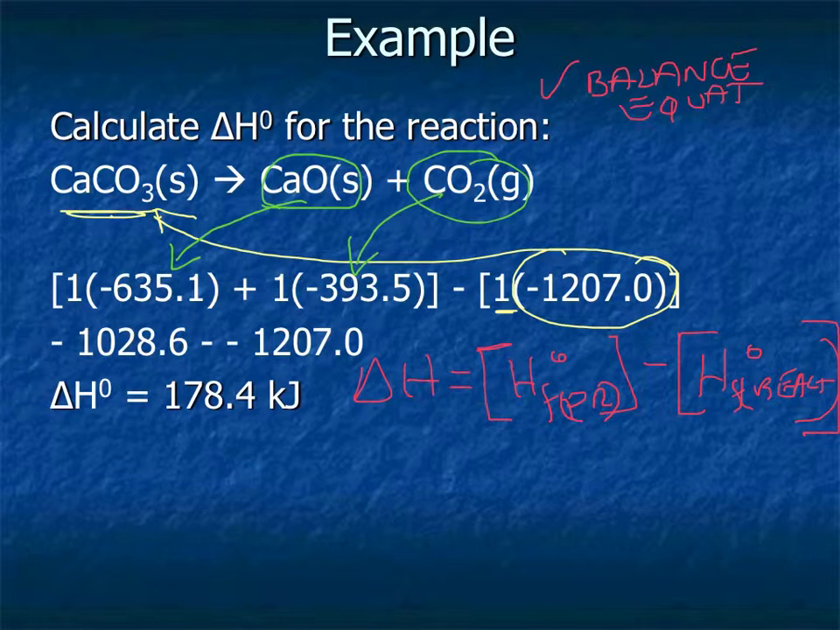kilojoules per mole. And on the other side, we have 1 times minus 1207, which is a minus 1207. But we're going to be subtracting that from that. So subtracting a minus from a minus. And therefore, we should get this equation here, which gives us this answer here. So that's pretty easy. Should be pretty straightforward how I walk through that one.